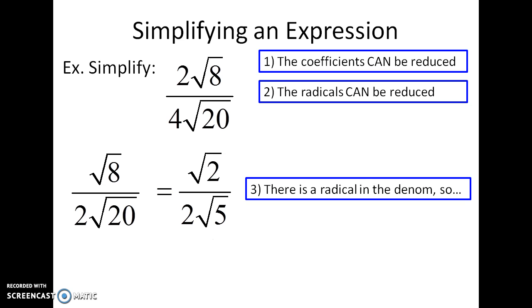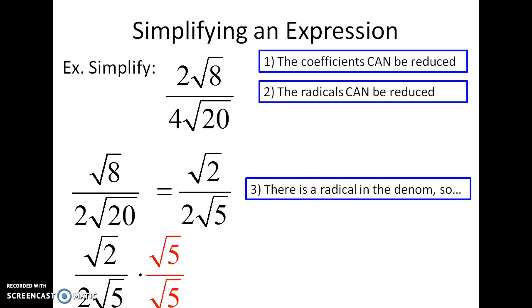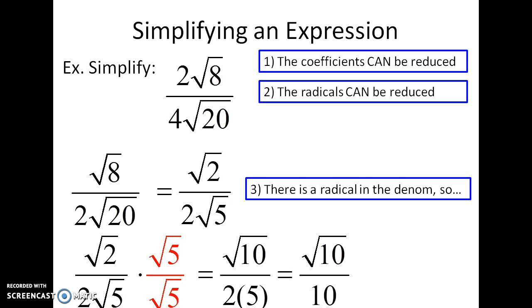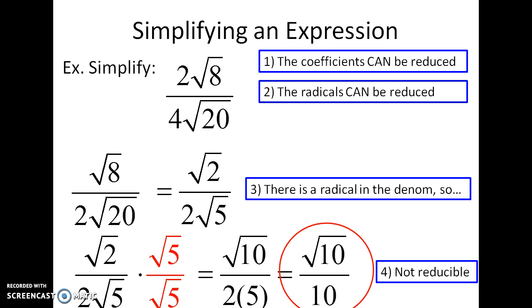Now there's a radical in the denominator, so I'll multiply the top and the bottom by the radical expression in the denominator, root 5. Root 5 over root 5. On top I get root 10, and the bottom 2 times 5, which is 10. This expression is not reducible, so that's the final answer.